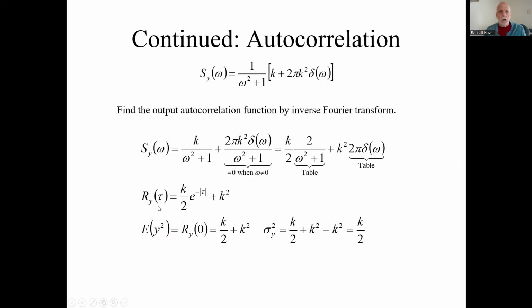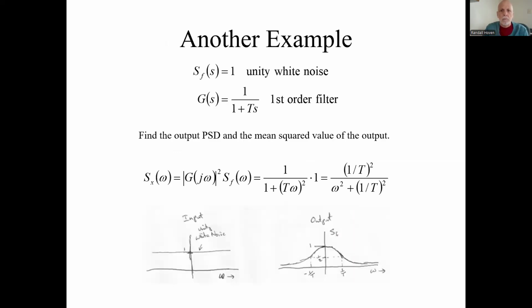The mean square is this guy evaluated at tau equals 0. That becomes a 1. I have k over 2 plus k squared. Excuse me, that's the mean square. Then the variance is the mean square minus the square of the mean. That's just k over 2. So look at all the things we found out about the output. Mean, power spectral density, autocorrelation function, mean square, variance. I'll save this second example for another video.